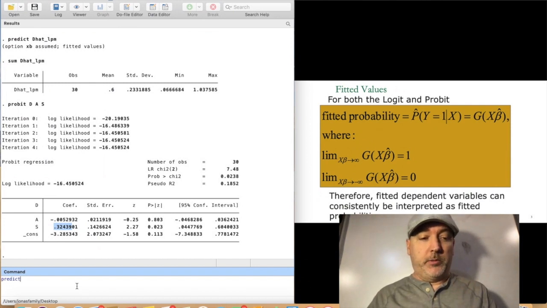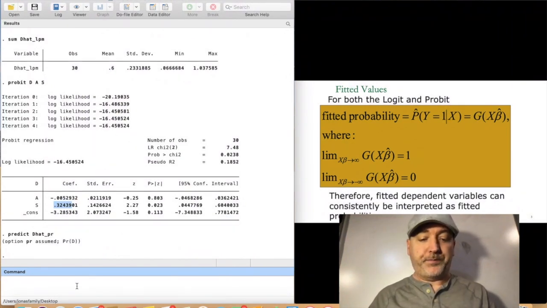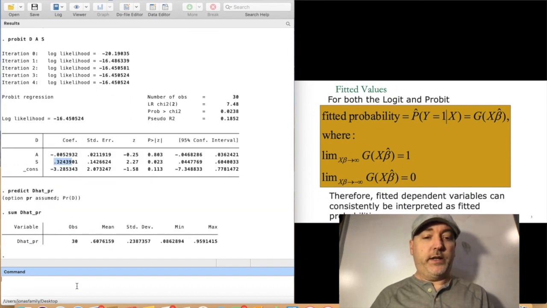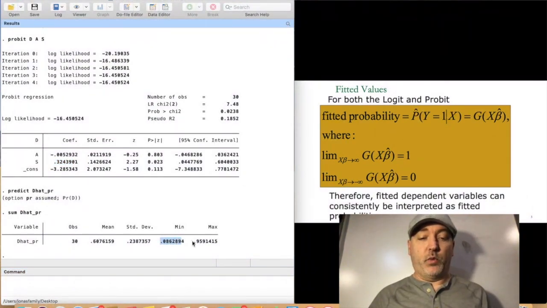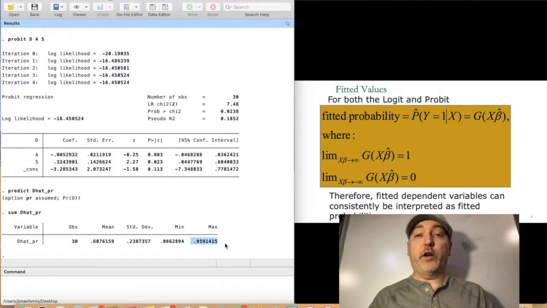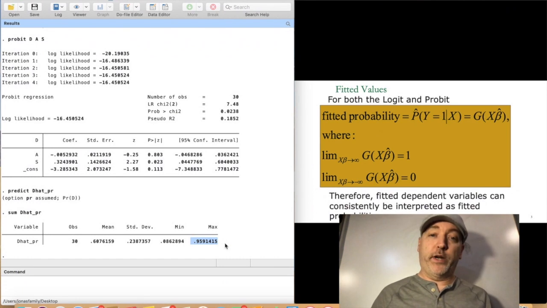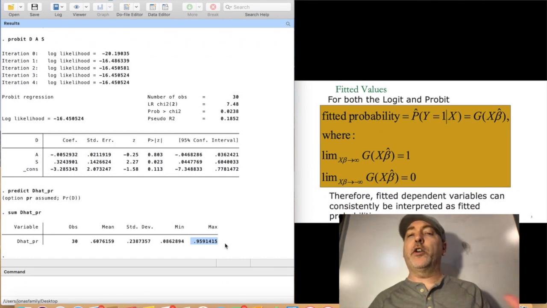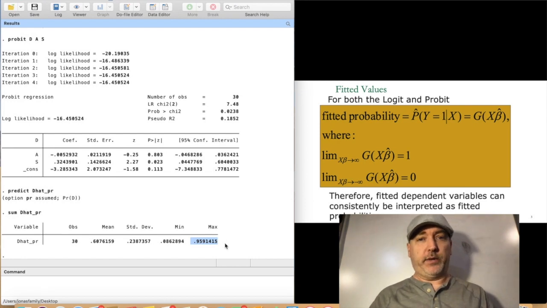So let's go predict, and again, it's the predicted dummy variable here, d hat, but now let's go underscore PR for probit, and then we can summarize that value. Mathematically, what we have done is created a function that will push those predicted values always to lie between 0 and 1. So in the linear model, we saw a maximum value greater than a 100% probability. Here we've avoided that problem. There are other motivations, but that's the easiest way to think about it.